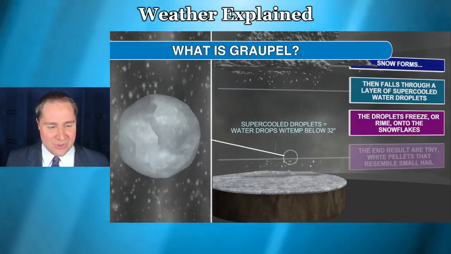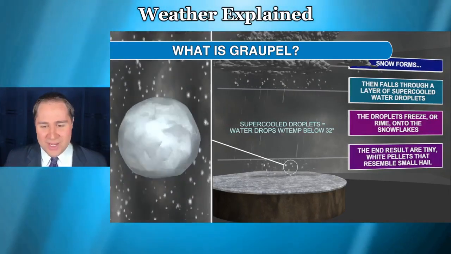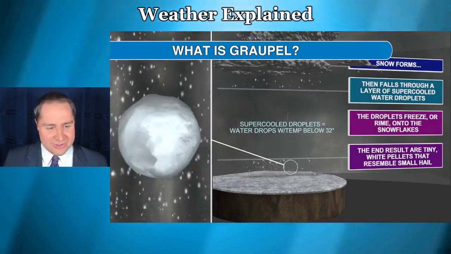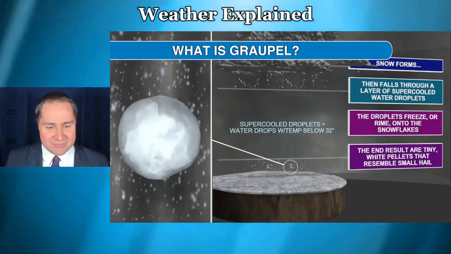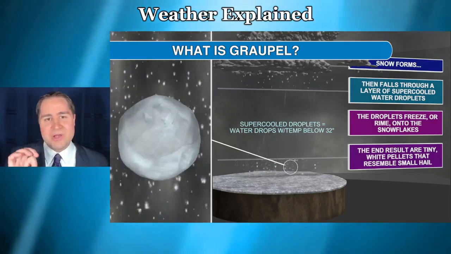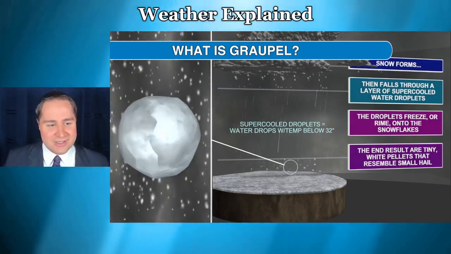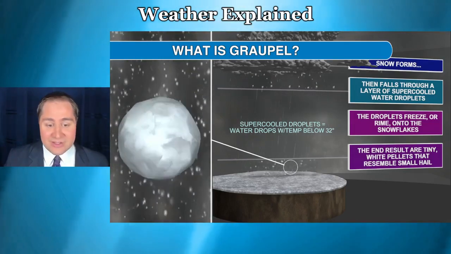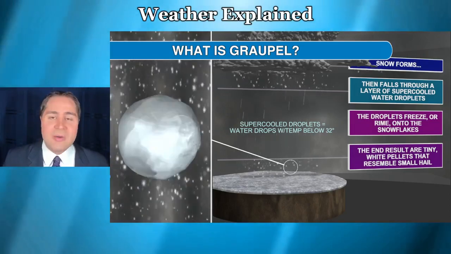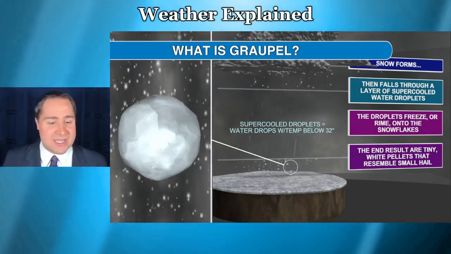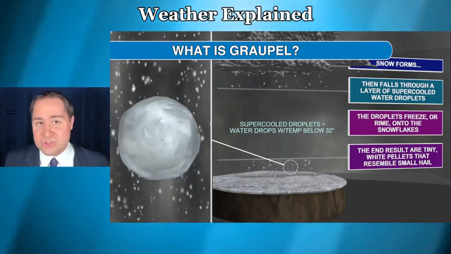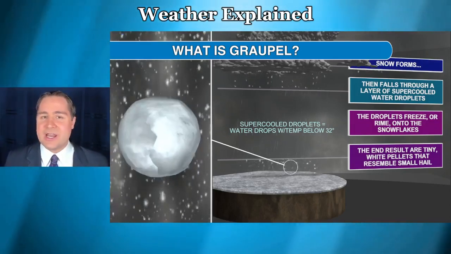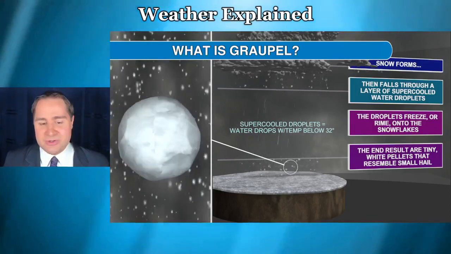And the end result are these tiny white pellets that when they're laying on the ground actually look like pea-sized hail, because these tiny little white pellets are about the size of a pea, and they're white, laying on the ground, so it looks like pea-sized hail. But graupel is not hail, because hail actually starts out as raindrops rather than snowflakes. And hail also only occurs in thunderstorms.